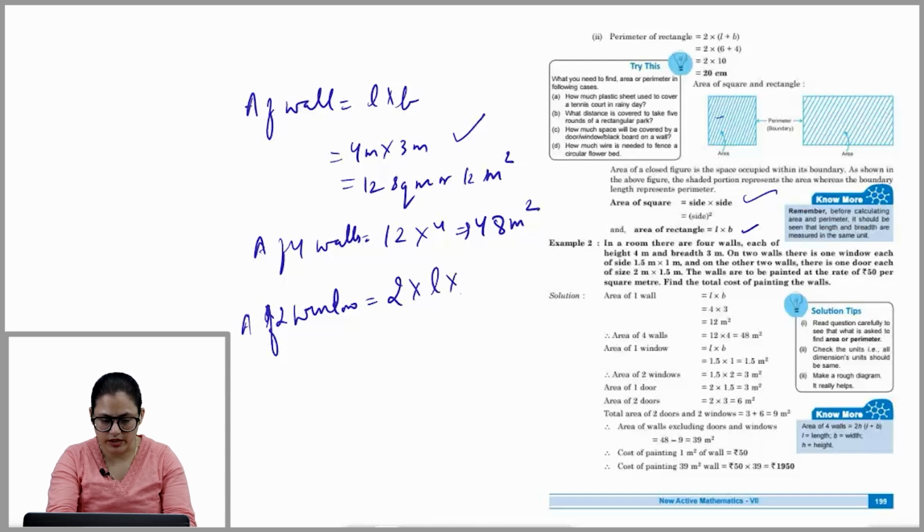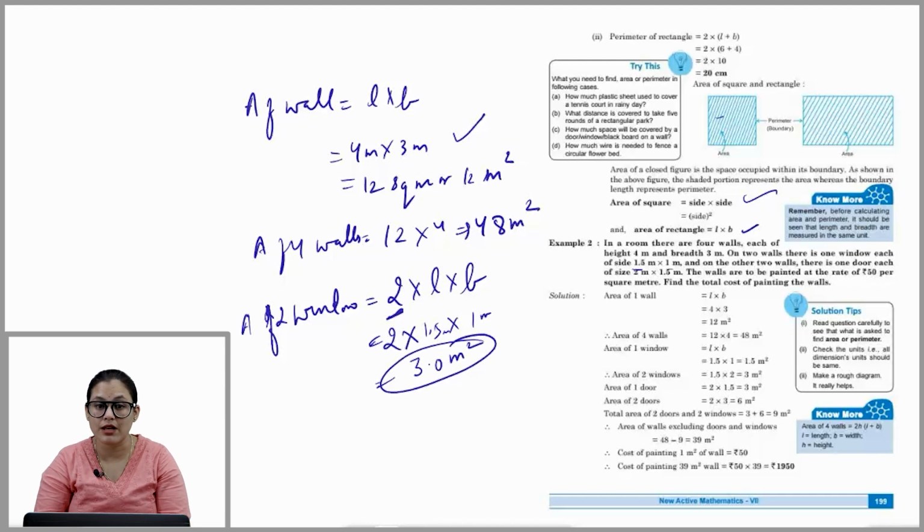into length into breadth. Why 2? Because there are 2 windows. Okay, so either you will find the area of 1 window and then you will multiply it by 2. Okay, so here we will multiply it by 2 because we have to find out the area of 2 windows. So 2 into what is the length? Length is given 1.5 meter and breadth is what? 1 meter. Okay, so 2 into 1.5 is what? 3.0 meters square. Okay, so 3 meters square is the area of 2 windows.